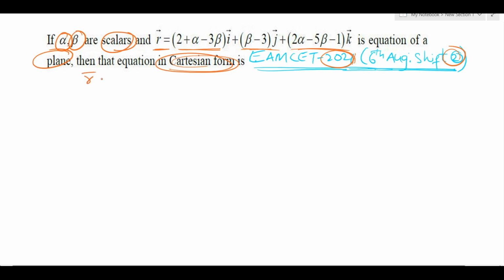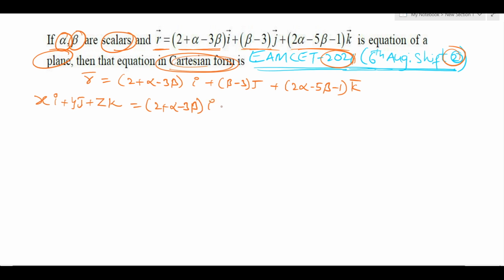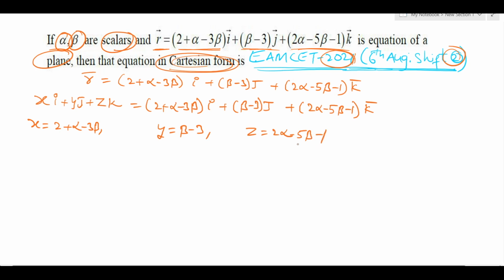Here r bar is given, that is r bar is equal to (2 + alpha − 3 beta) i + (beta − 3) j + (2 alpha − 5 beta − 1) k bar. We know that r bar, that is xi + yj + zk, is equal to that. Equating i bar, j bar, k bar coefficients, x is equal to 2 + alpha − 3 beta, y is equal to beta − 3, and z is equal to 2 alpha − 5 beta − 1.